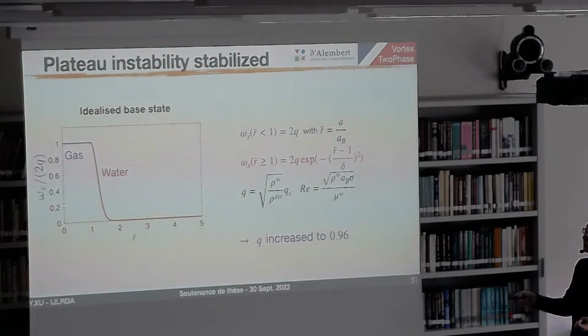We propose simply that inside the gas phase is a pure solid rotation, while outside the bubble, the vorticity decays rapidly with distance delta. We use two new parameters with different scaling laws here. And for our numerical results, we find that Q increases to a value close to 1.